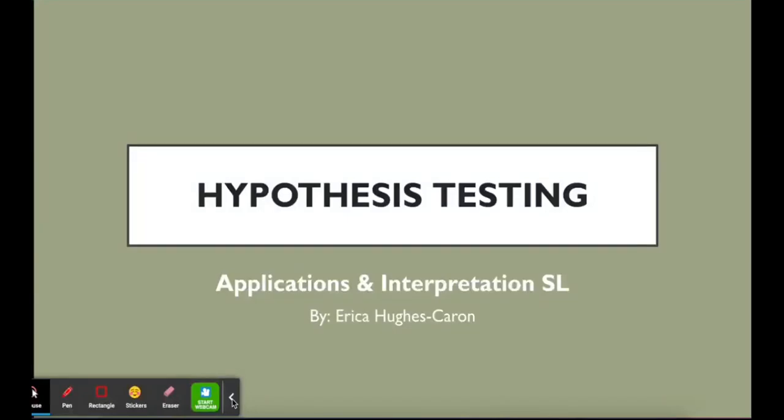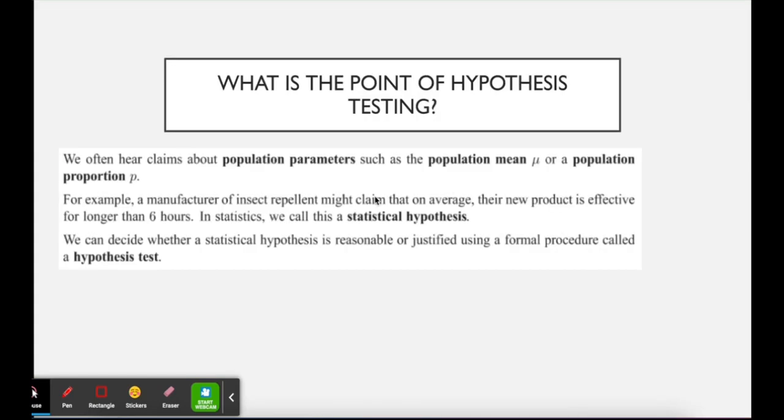In this video, we're going to talk about hypothesis testing. We're going to talk about an introduction of what hypothesis tests are, and then we're going to go more specifically into the t-test. So first off, what's the point of doing hypothesis tests?